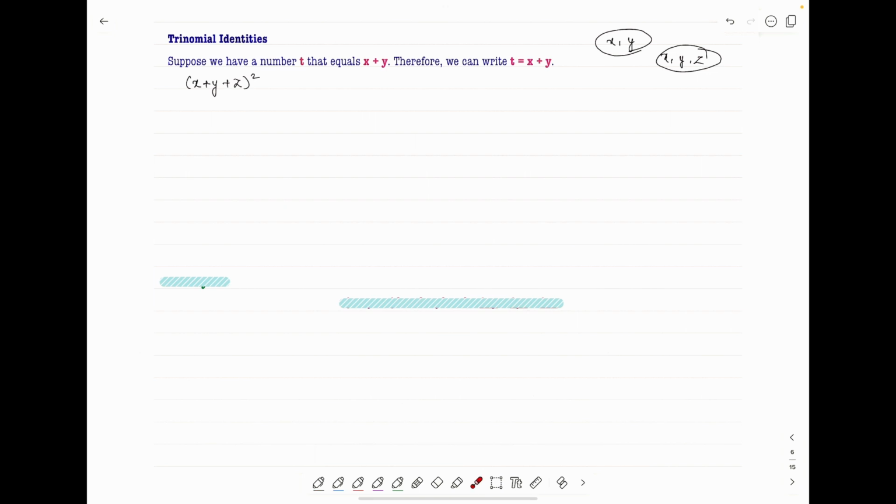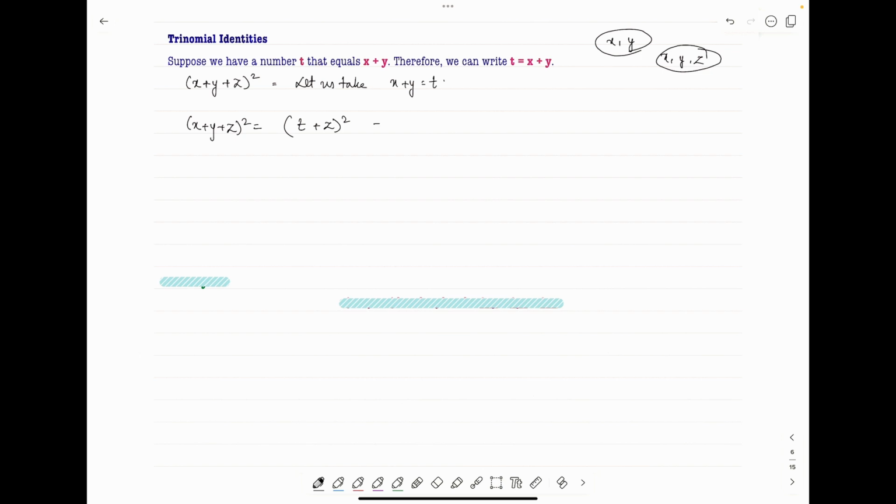So what I will do? I will take x plus y as t. Suppose we have a number t that equals x plus y. So we can write t equals x plus y. Let us take x plus y equals t. So this becomes x plus y plus z whole square equals, x plus y is t, so t plus z whole square.